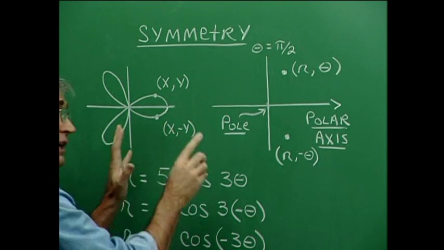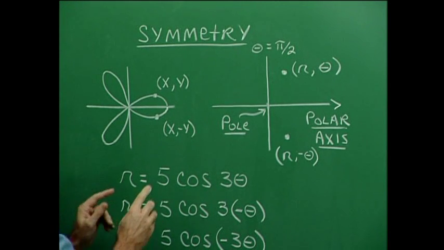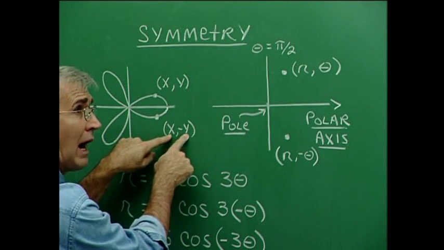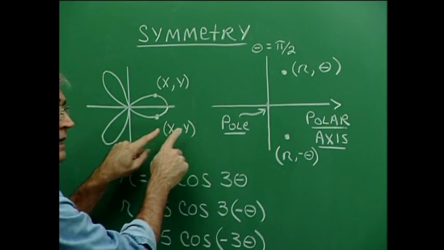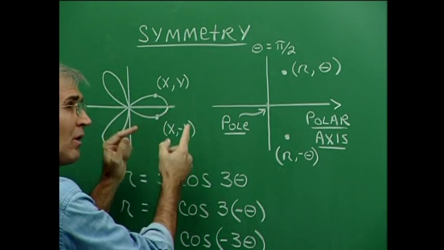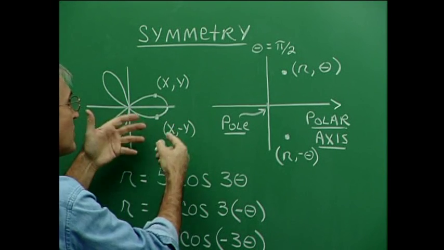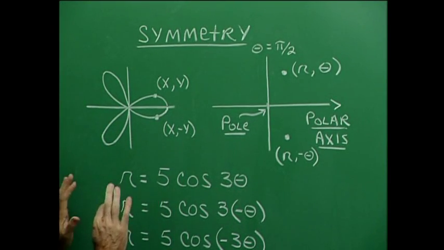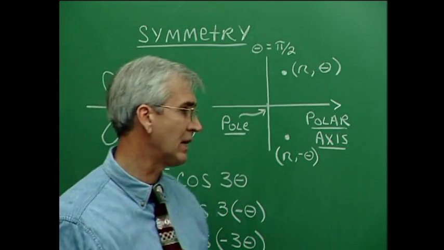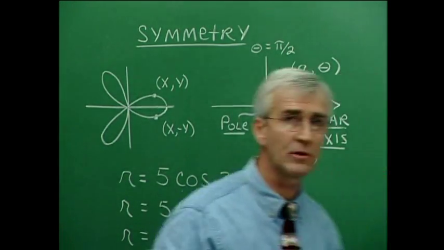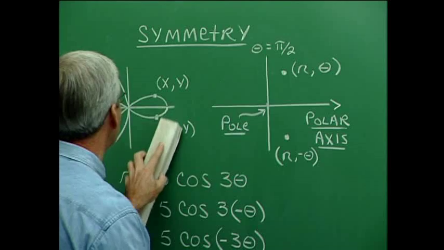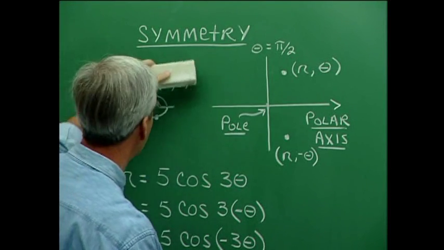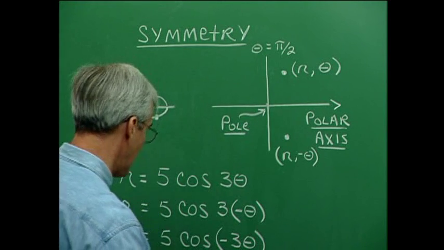And we said to test for this kind of symmetry, what we can do is plug this (x, -y) into our equation, and if the original equation is equivalent, then we have symmetry about the x-axis. You see, so that's the idea. If we have an equivalent or the same equation, then we have that kind of symmetry. Okay, now we're dealing with a different kind of situation, though. We're dealing with an r and a theta. But the notion is exactly the same.